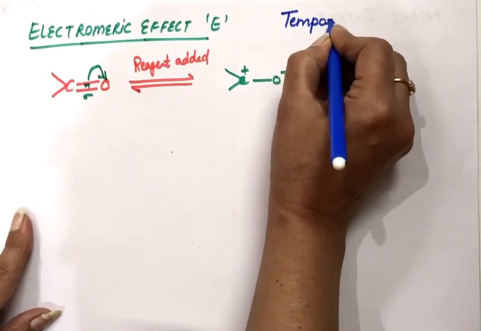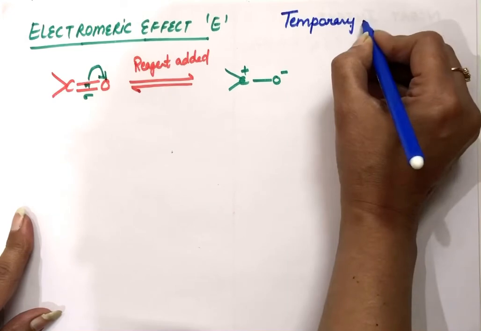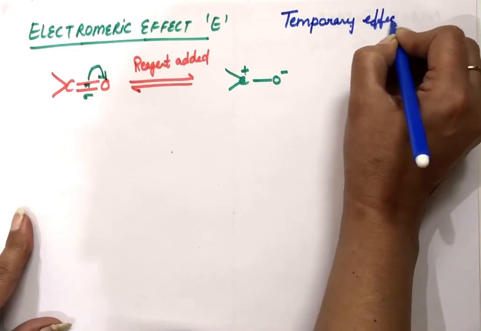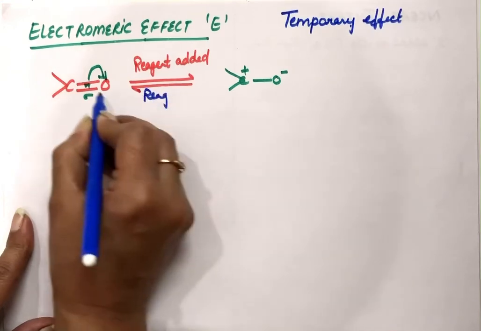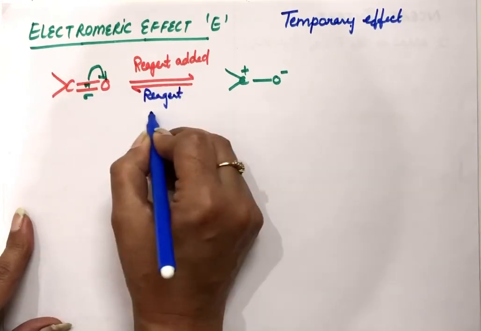Temporary means if we remove this reagent, then we will not see this transfer of electrons. It will come back to this form only. So when the reagent is removed, it will come back.